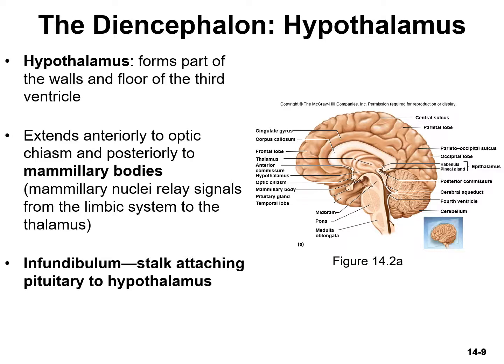And posteriorly, it extends to structures known as the mammillary bodies. Mammillary nuclei are what relay signals from the limbic system to the thalamus. And then we see a structure called the infundibulum, which is a stalk attaching the pituitary gland to the hypothalamus. And just to test your recall, remember way back when we were studying the skeletal system and we were learning about bony landmarks of the cranium, there is a structure within the cranium that held the pituitary gland. Can you think of what that structure is called? That is the sella turcica, or Turkish saddle. So that's a landmark of the sphenoid bone.